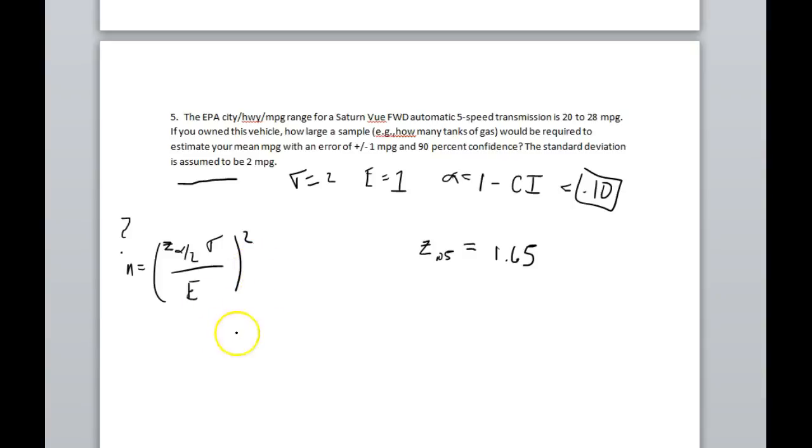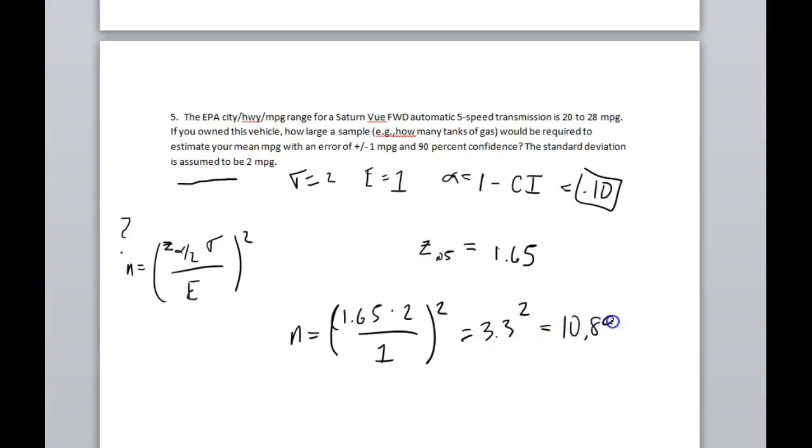So all we're going to do now is plug and chug here. Plug everything into the formula. N is equal to 1.65 times sigma, so times 2, all over E, 1, and that whole thing is squared. So when we square that, this is going to be 3.3 squared, which gives us 10.89.